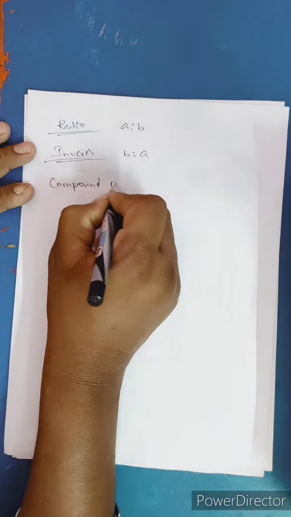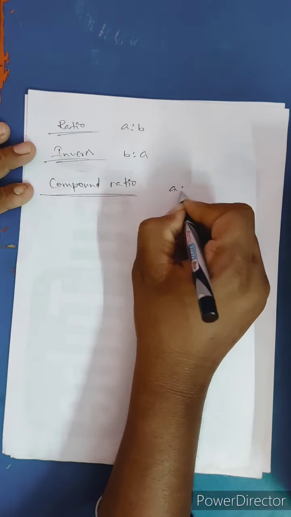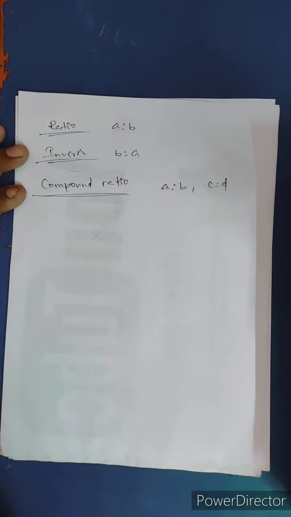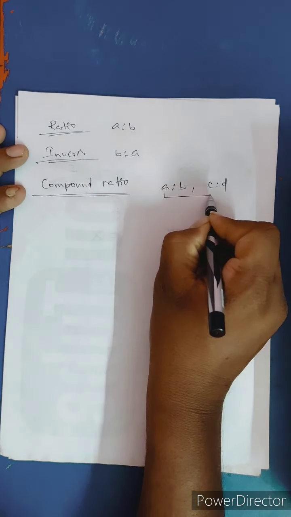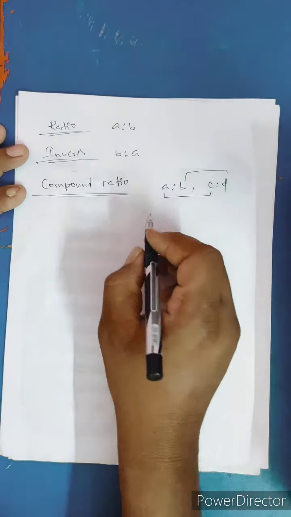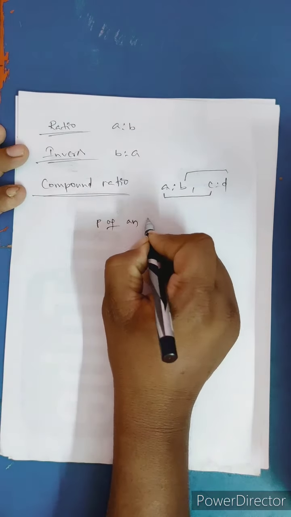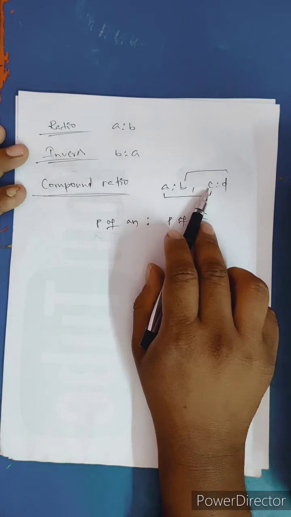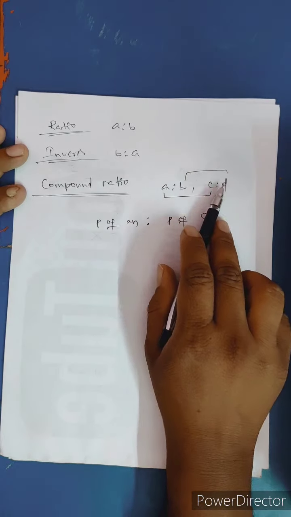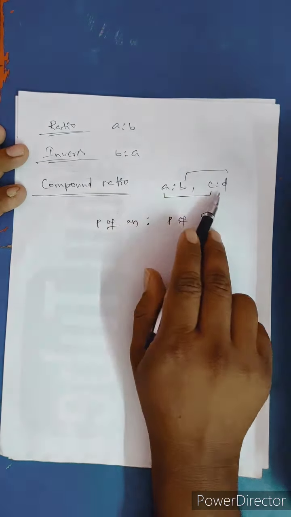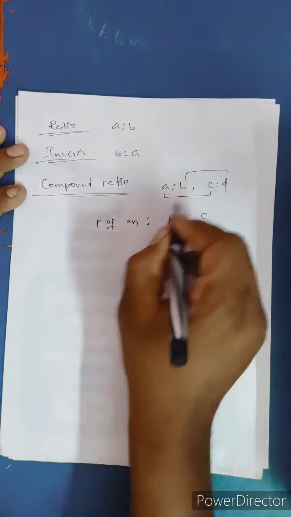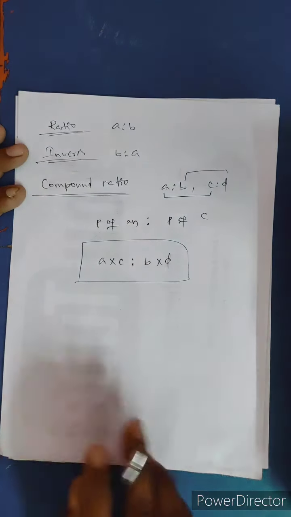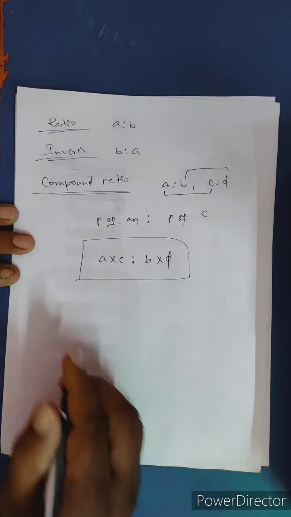Compound ratio. Here there are two ratios, A is to B, comma, C is to D. We are converting them into one ratio, like the product of first terms to the product of second terms. That means the product of antecedents is to the product of consequents. Product of first term to first term, product of second term to second term. Here we are converting two ratios into one ratio. Then A into C is to B into D. This is compound ratio. Like we had a proportion.